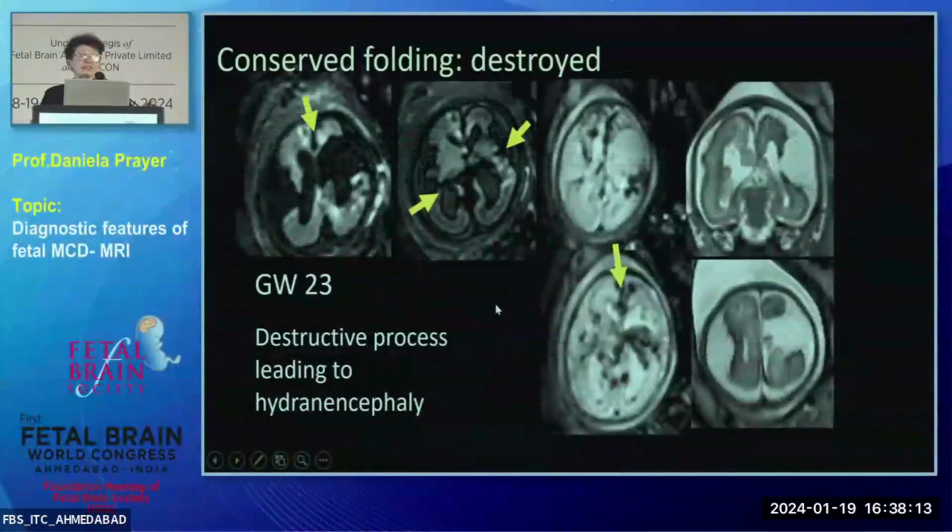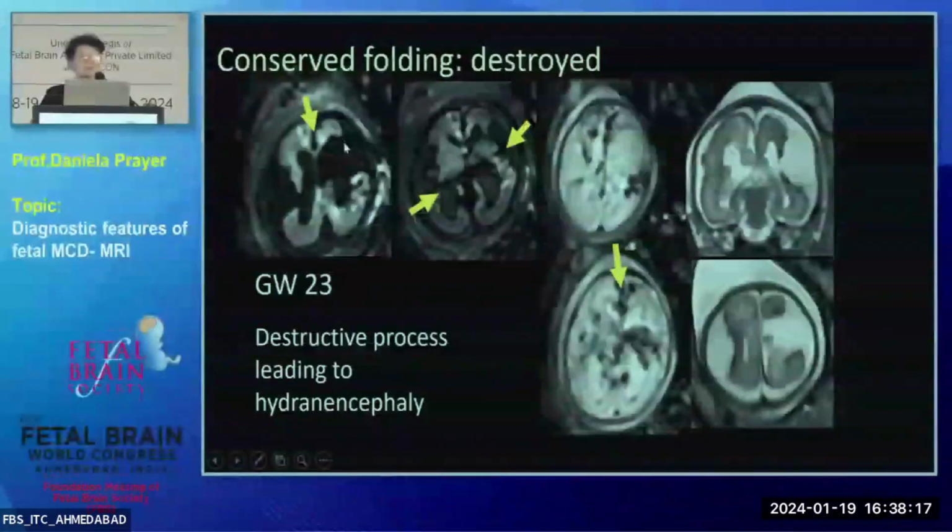In contrast, here the conserved folding is destroyed. You see a hemorrhagic process destroying both parts of the brain, both hemispheres, and also the hemorrhage in the region of the midline here. And this is a destructive process, probably leads to hydranencephaly.